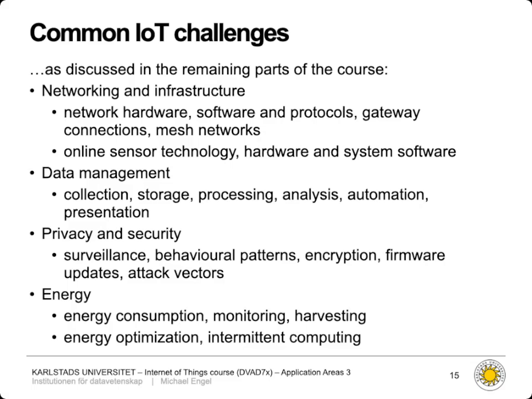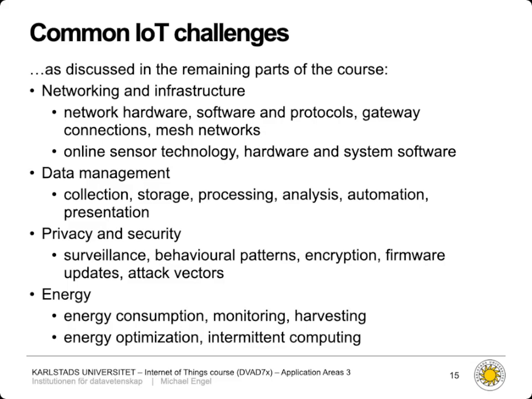So one is privacy and security. I have mentioned privacy problems before today. So surveillance of persons or of animals, behavioral pattern analysis, but then also how to keep your IoT system secure. So by providing encryption, how do you provide firmware updates for devices that have security problems? And of course, which are actually the attack vectors that an intruder might want to use to attack your system.